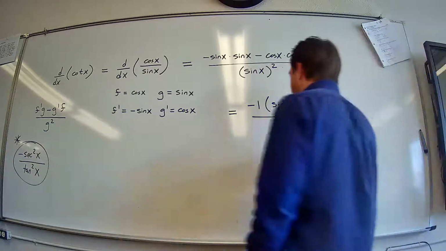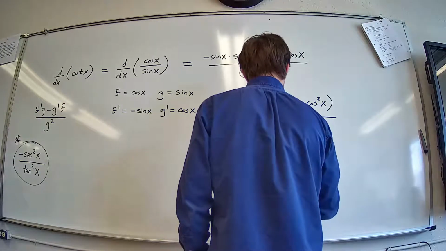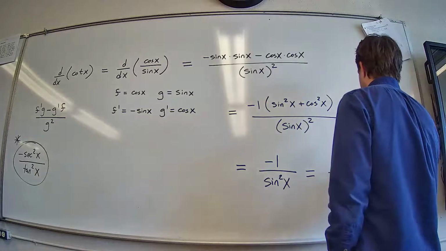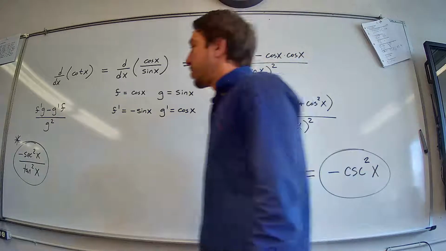So the top is just negative 1, the bottom sine squared, so negative cosecant squared is the answer.